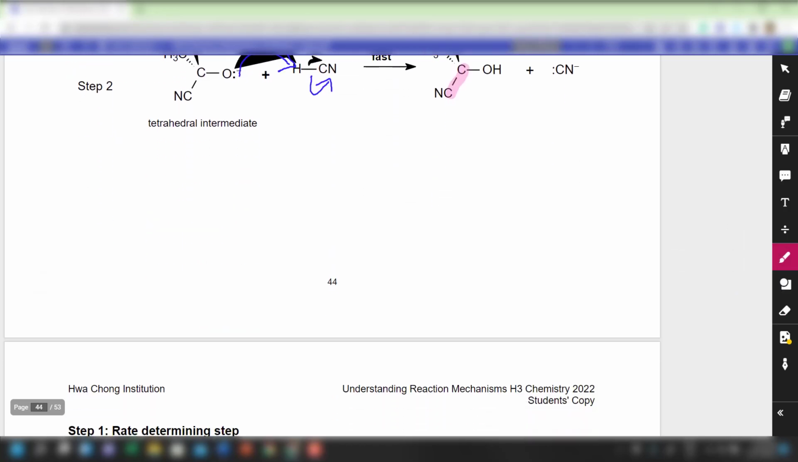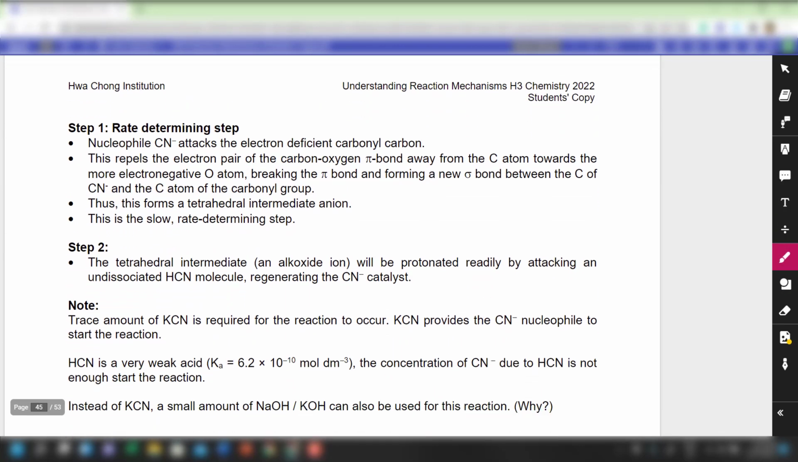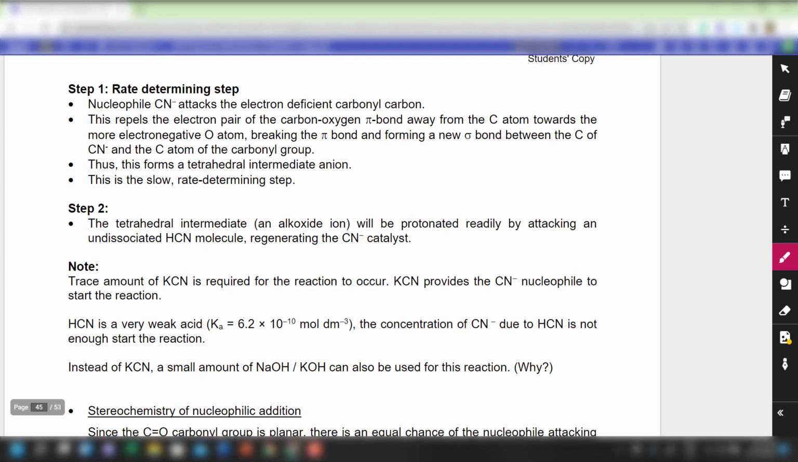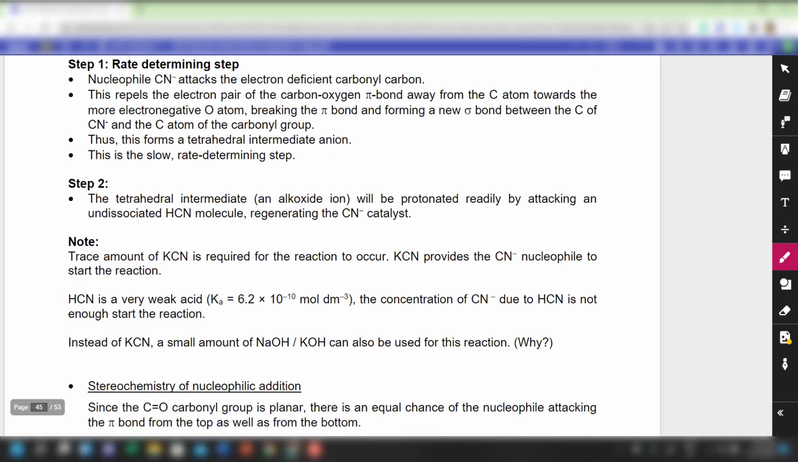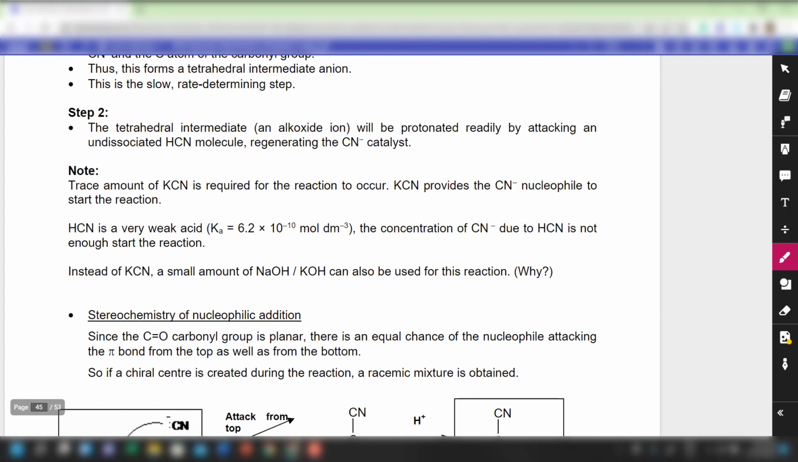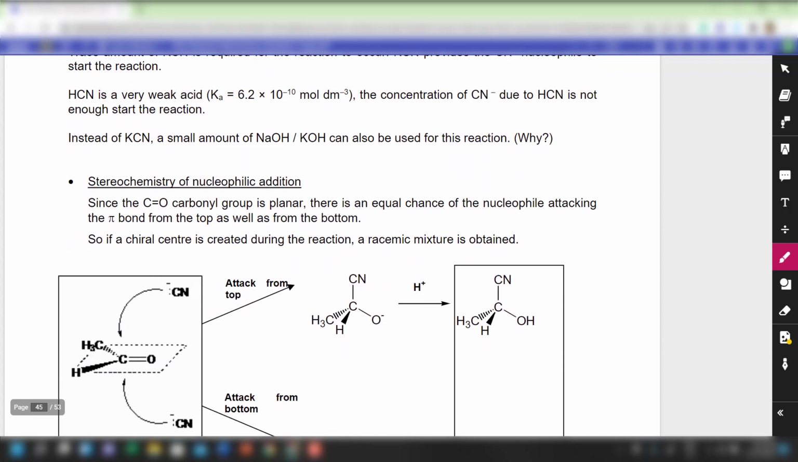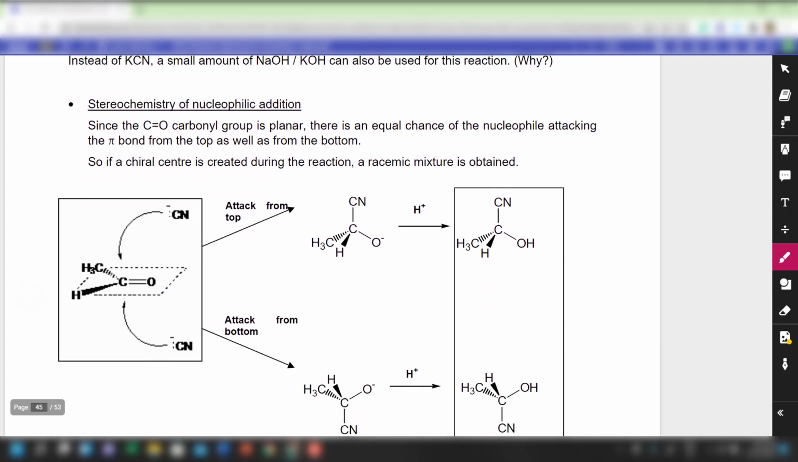Okay, yeah. So the rate determining step is the first step, where you produce a tetrahedral alkoxide intermediate, which is unstable, and then the fast step is the protonation step. I think we have talked about this in our activity 6, so most of you should be quite familiar. The rest of the details you can actually get from your H2 notes.